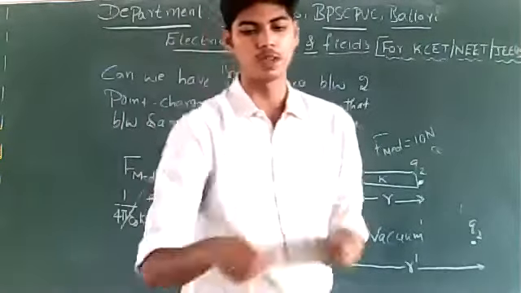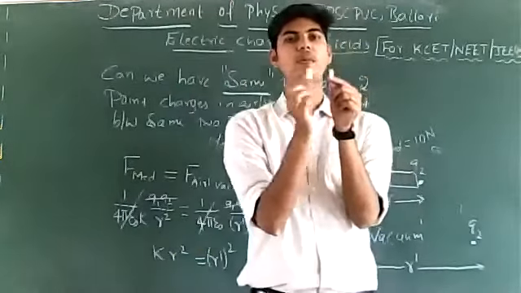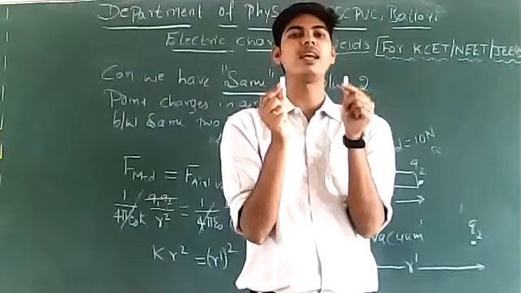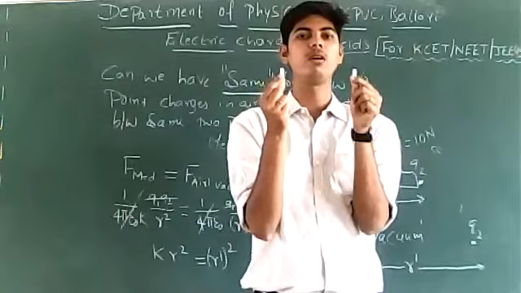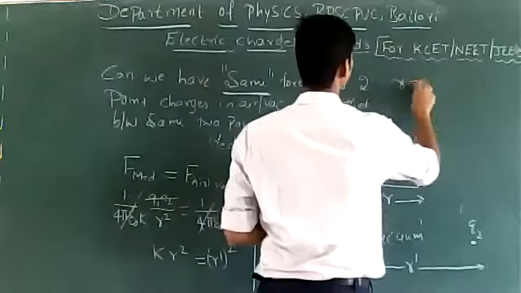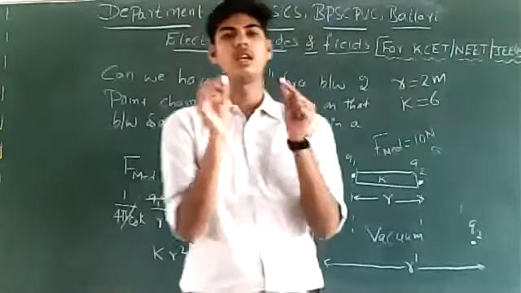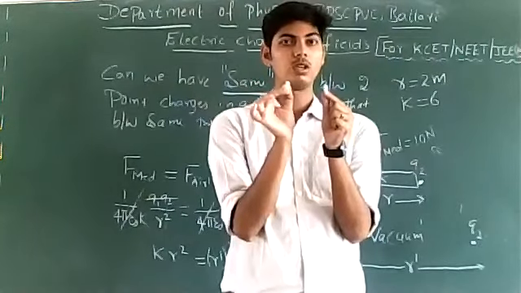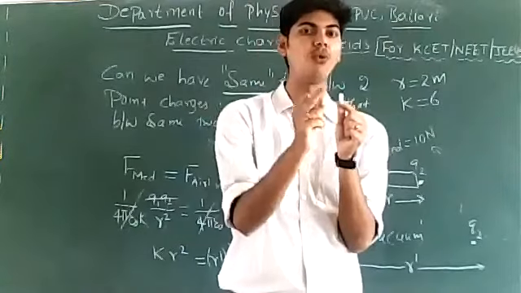Now I will give you a question. There are 2 point charges separated by a distance of 2 meters in a medium of dielectric constant 6. Now you need to remove the medium between the 2 point charges without affecting the force between the 2 point charges.